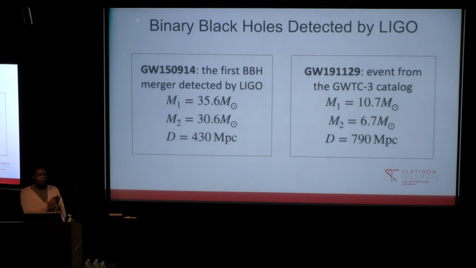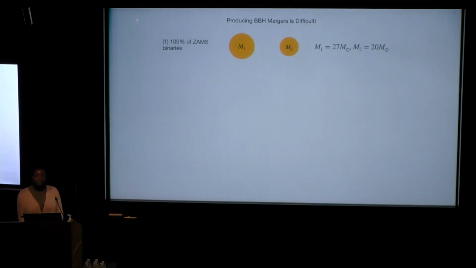As you can tell from looking at them, there are some differences in the black hole masses. We believe that because GW191129 has lower black hole masses than GW150914, it also has lower mass progenitors. So there is a problem. First, producing BBH mergers is very difficult.